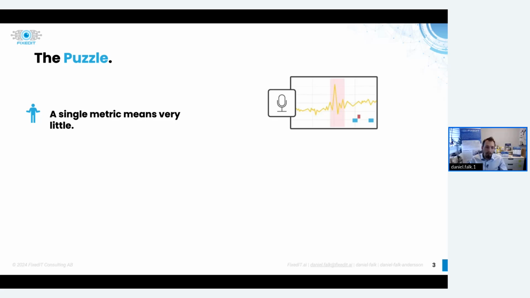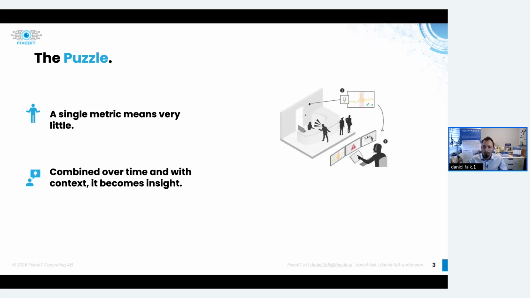But when you combine these over time and with context, then it becomes insight, and that is really what we want to achieve. So for example, if we consider the audio signal on the right, we can see that we have a spike, something loud occurred at a specific timestamp. This alone doesn't tell us much about what happened, but with more context, we can get more insight about what was actually going on. So for example, if this happens at a reception desk, then perhaps the image can show us that this is some aggressive person that is screaming at the one behind the counter.